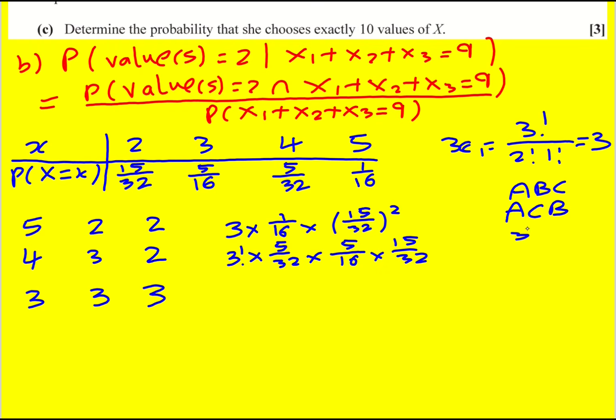We could then put B at the front and get B, A, C, B, C, A, C, A, B, and C, B, A. And I've systematically written them all down. That's where the 6 or 3 factorial comes from. There's other ideas as well to fully justify, but n objects have n factorial ways of arranging them. Then 333. This is just 5 over 16 cubed, and actually there's only one way to have that. I can't swap these around, it'd be the same thing.